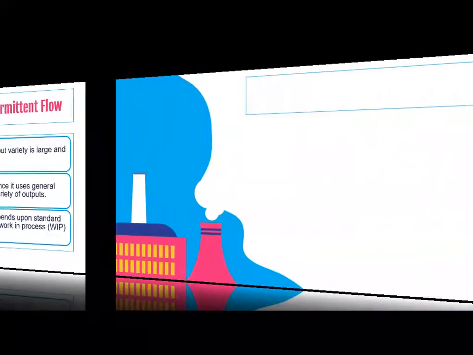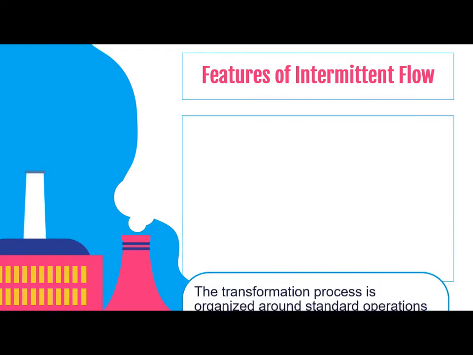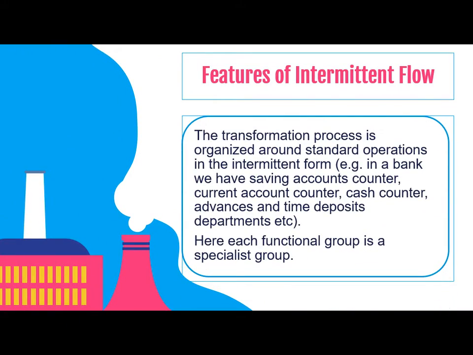We will continue with features of intermittent flow. The transformation process is organized around standard operations in intermittent form. We can take the example of a bank. We have a saving account counter, current account counter, cash counter, advances and time deposits department, etc. Here each functional group is a specialized group.